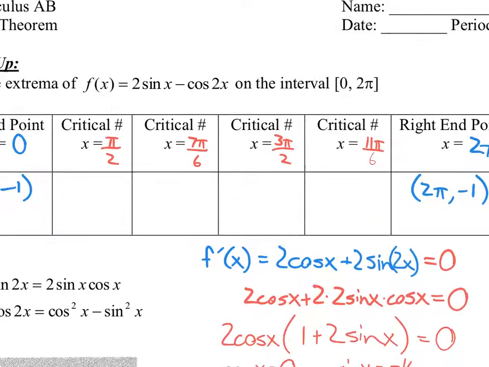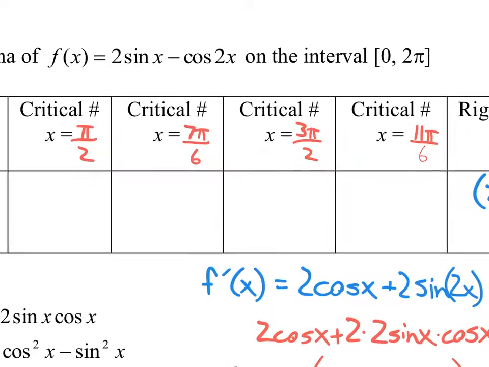Okay, so now let's evaluate these in the original function. I have 2 times the sine of pi over 2. Sine of pi over 2 is 1. What's cosine of 2 times pi over 2? 2 times pi over 2 is just pi. What's cosine of pi? Negative 1. So I have 2 times 1 minus a negative 1. That's 2 plus 1, which is 3. So at pi over 2, we get 3. Right now that's in the running for our absolute max.